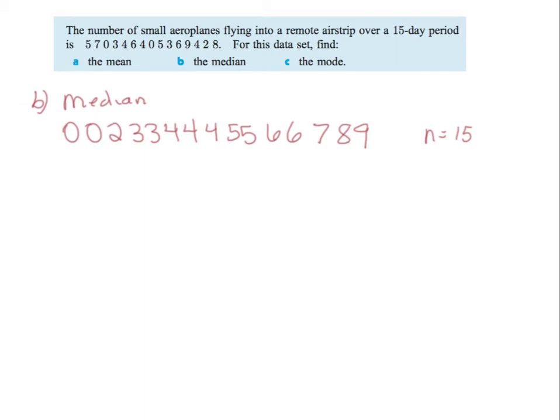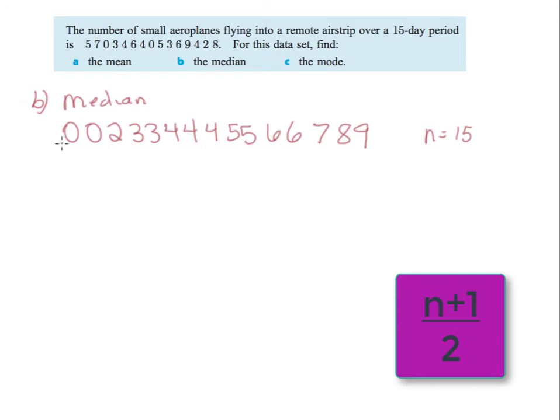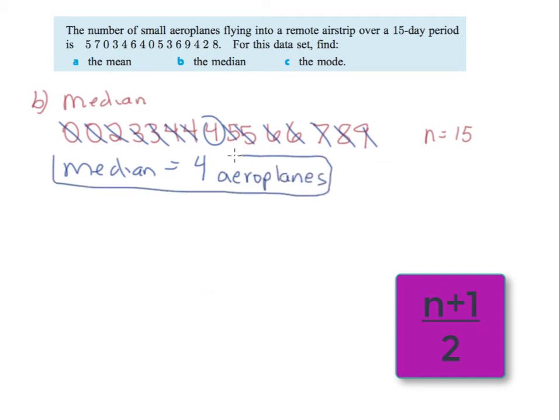I could take the 15 plus 1 divided by 2, and that means I need to get to my 8th point. So that's one way you can do it. Or you can just simply mark through as you go to your data point. So again, I could take my n plus 1 divided by 2, and then I'd count from my left up that many points. So 15 plus 1 is 16, 16 divided by 2 is 8, and notice that 4 is in the 8th spot. So my median is 4 aeroplanes.